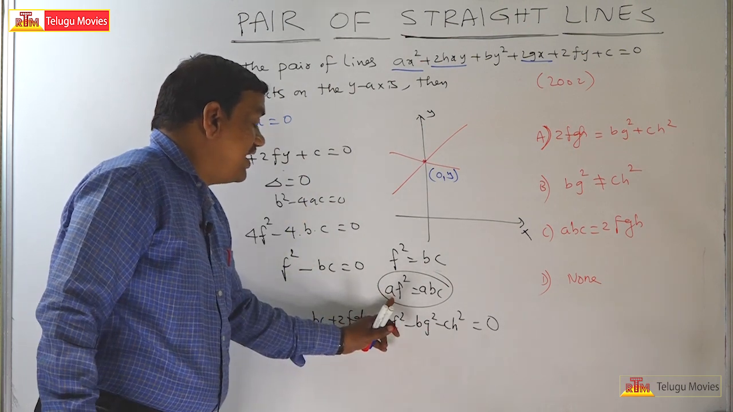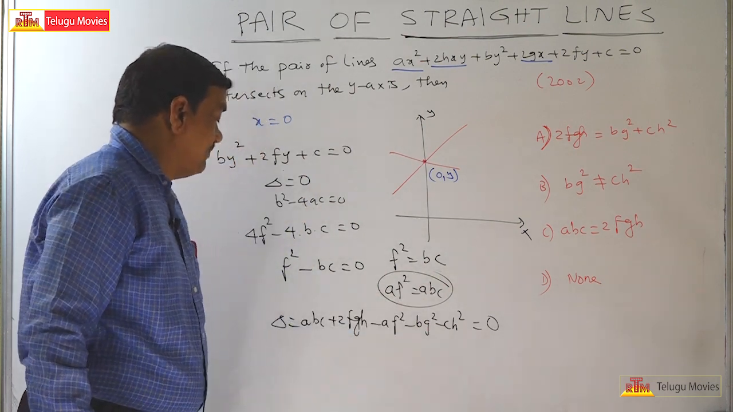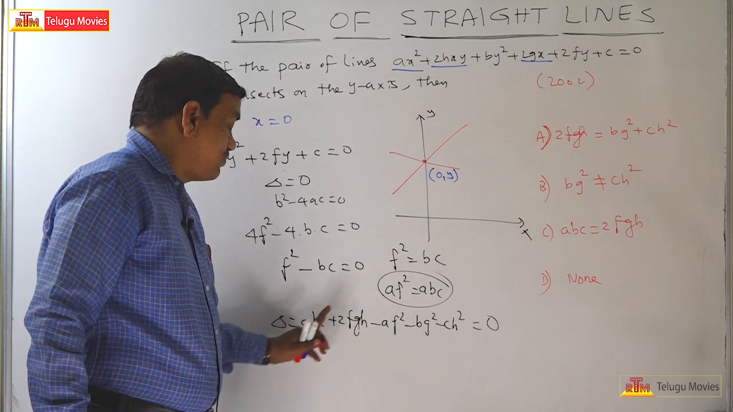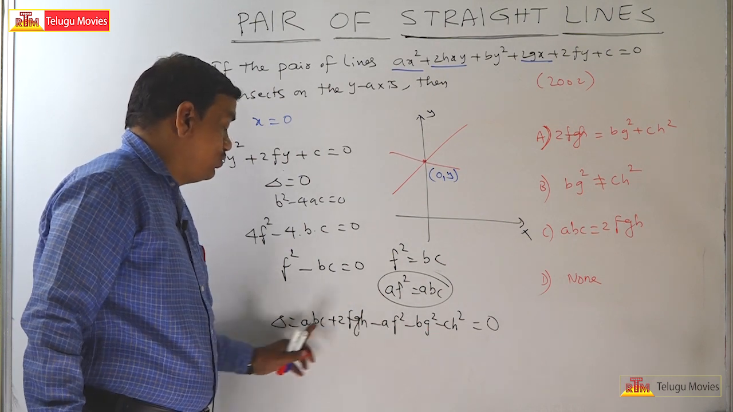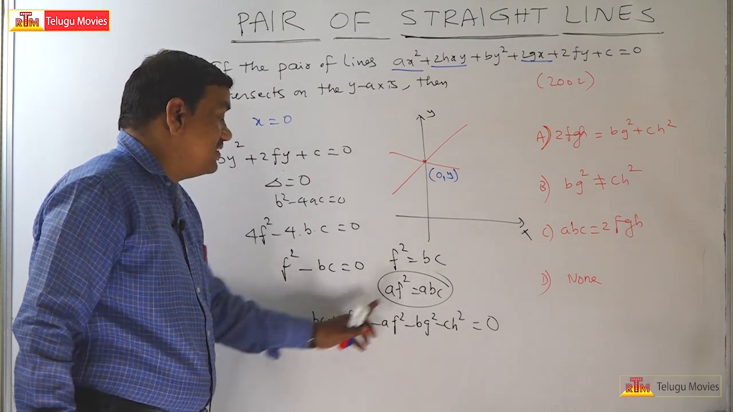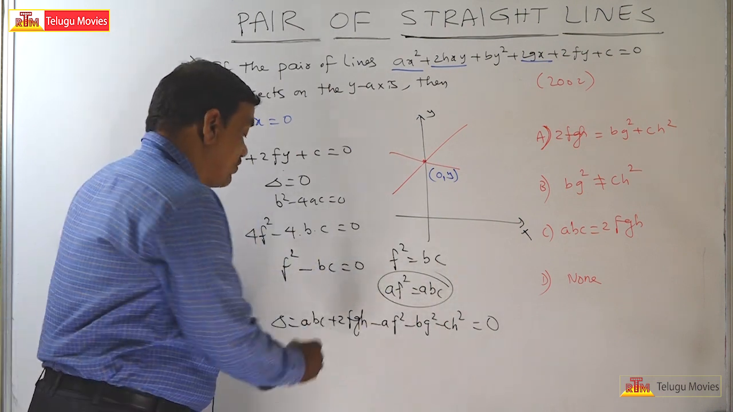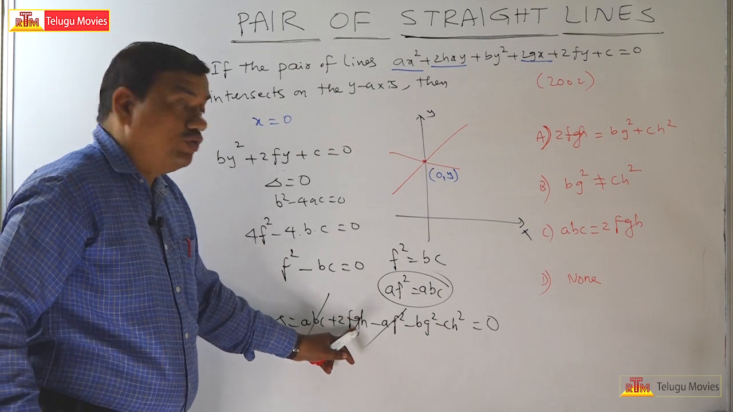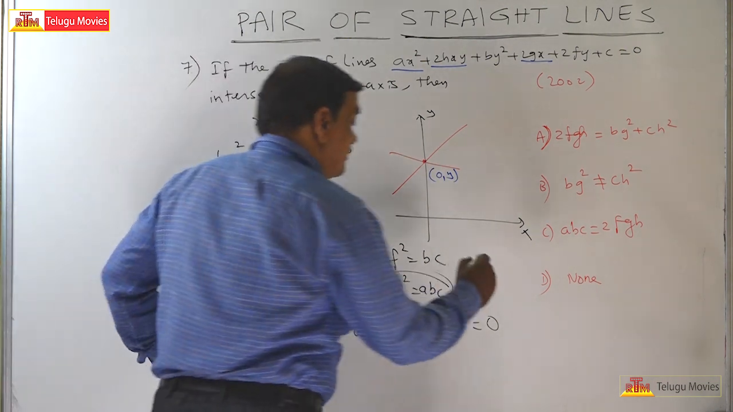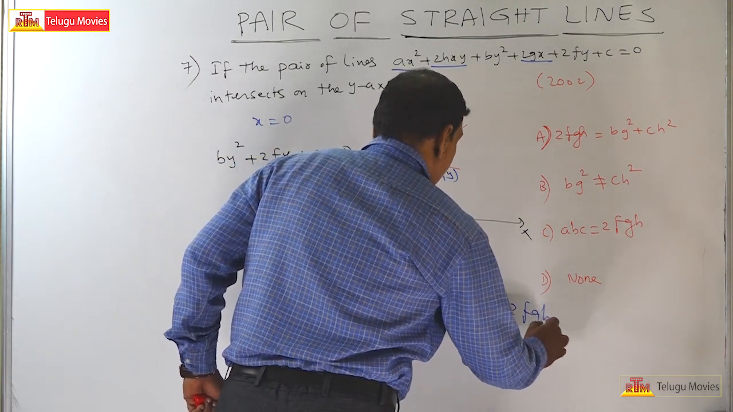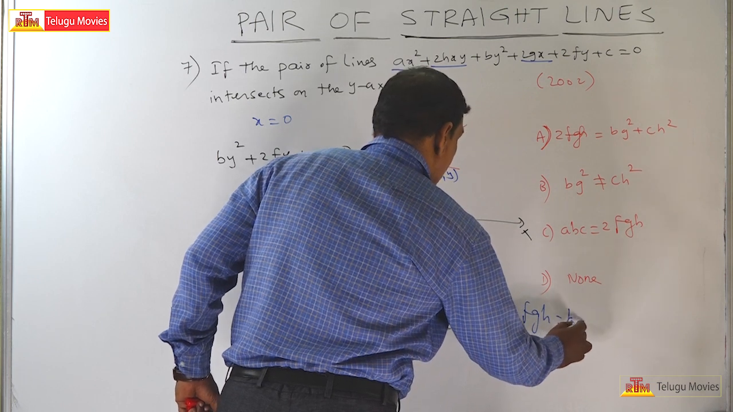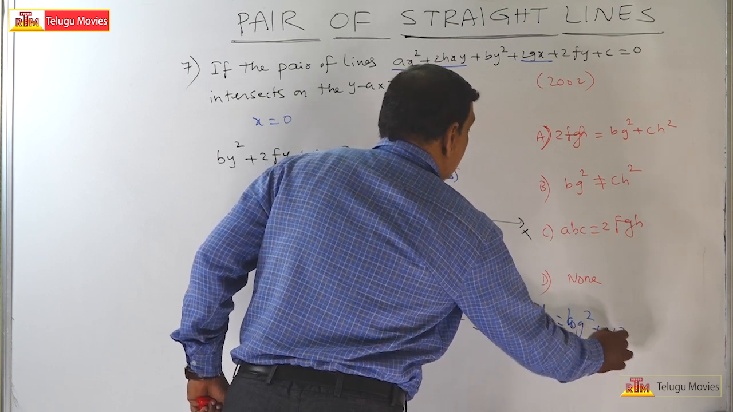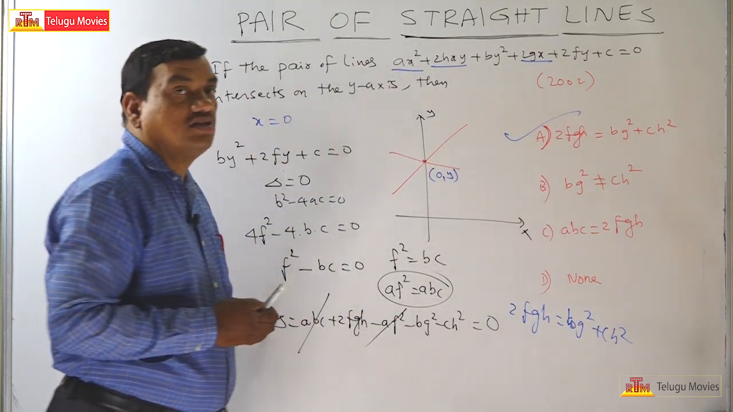But here we got af square is equal to abc. That means minus af square cancels with abc. You can cancel these two quantities. And so we got 2fgh is equal to bg square plus ch square. Option A is the right answer.